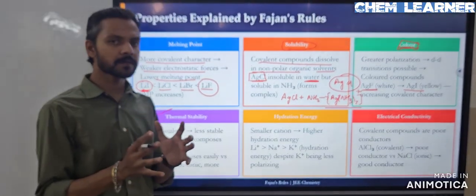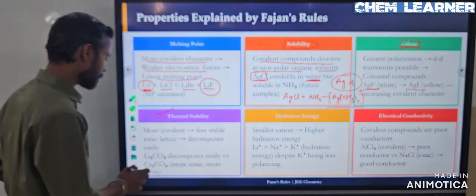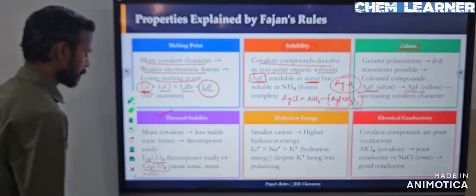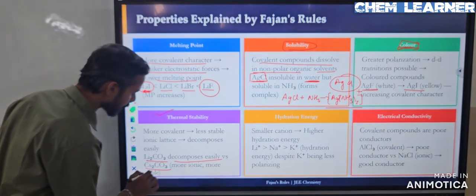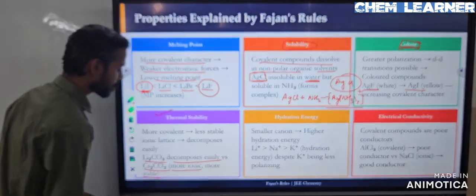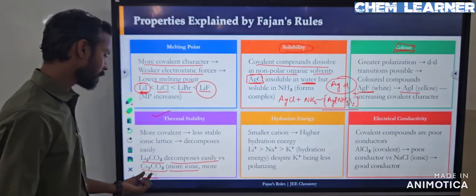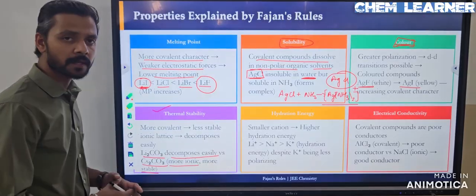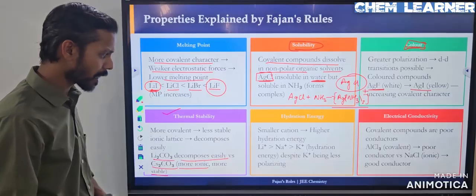As the compound becomes more covalent, the thermal stability will decrease. The example here is Li2CO3 and Cs2CO3. Li2CO3 decomposes more easily in comparison to Cs2CO3, because the more the ionic character, the more the stability. So cesium carbonate will have more thermal stability in comparison to lithium carbonate, because lithium carbonate is more covalent in comparison to cesium carbonate.